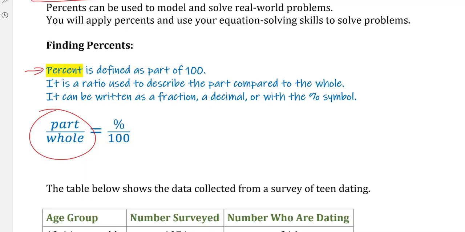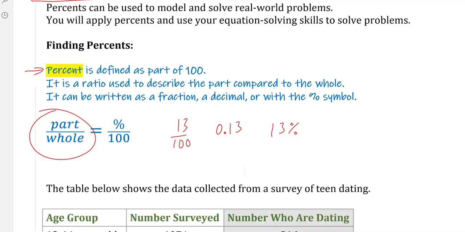For example, a percent could be 13 out of 100. That's in fractional form. As a decimal, that would be 0.13. Because remember, with percents, it's out of 100, so we would have two places after the decimal. Or with the percent symbol, 13%. Those all mean the exact same thing.